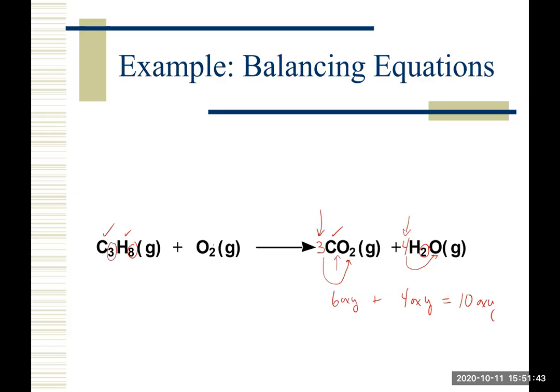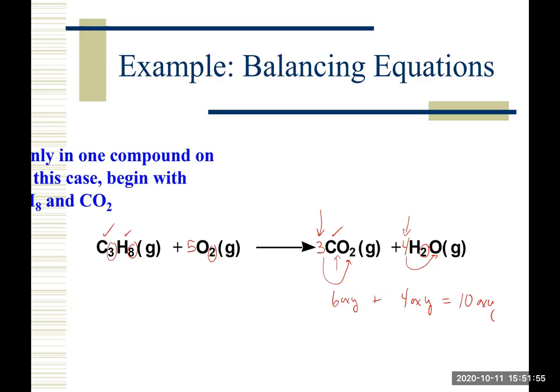Over in the reactants, we have only 2 oxygens. So to balance this on both sides, we're going to add a 5. And now this reaction equation is completely balanced.